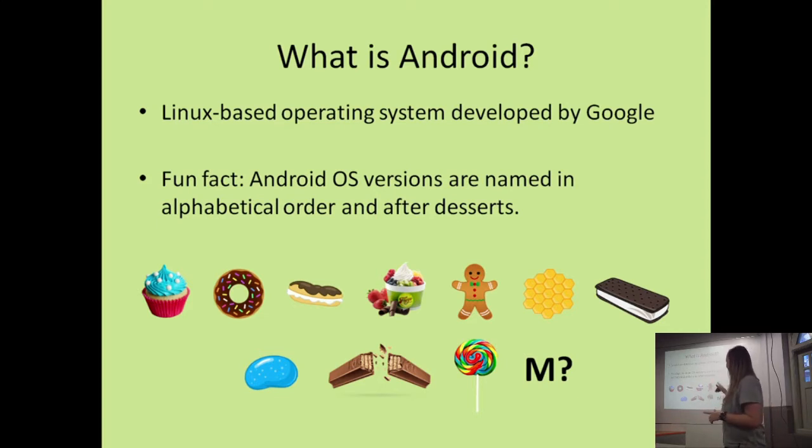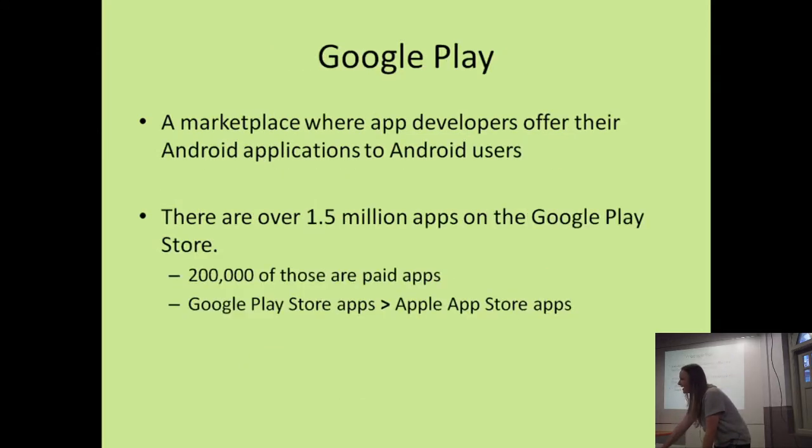But Cupcake, Donut, Eclair, Froyo, Gingerbread, Honeycomb, Ice Cream Sandwich, Jelly Bean, Kit Kat, Lollipop, and now they've just released Android M. That was announced at Google I/O a month ago. We don't really know what it stands for, but it's rumored to be released in September. I think it's going to be called Macadamia Nut Cookie or something. But yeah, I guess we'll see. We should have a bet.